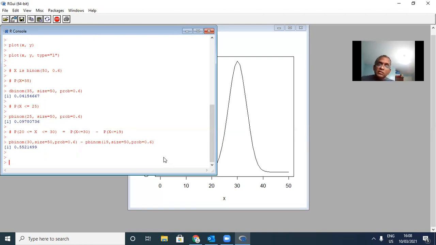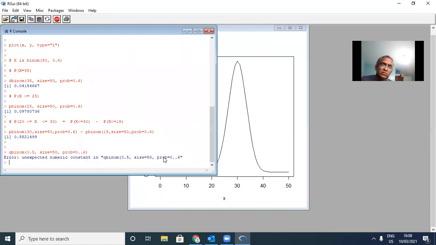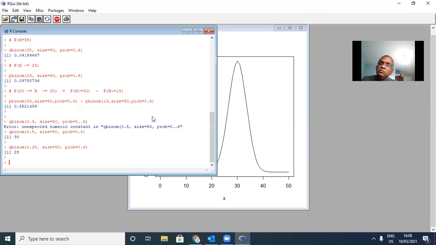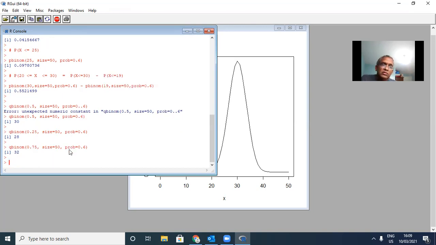Now, suppose you want to find the quantiles of a binomial. So you start with qbinom. Suppose you want to find, say, the median. So the median of a binomial with these parameters is 30. And the first quartile, which is probability 0.25, is 28. The third quartile, which is probability 0.75, is 32, and so on.